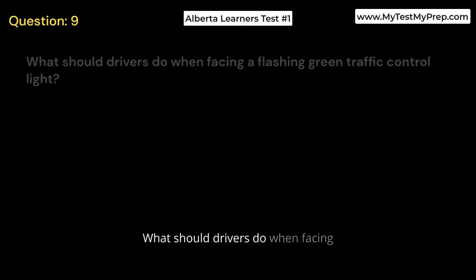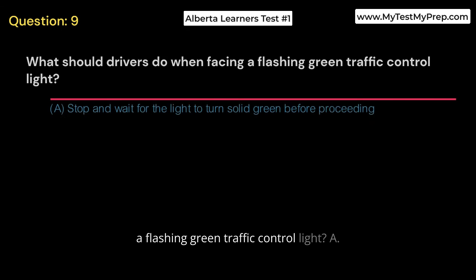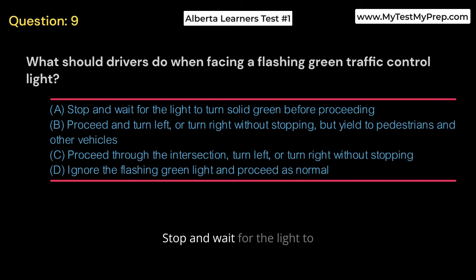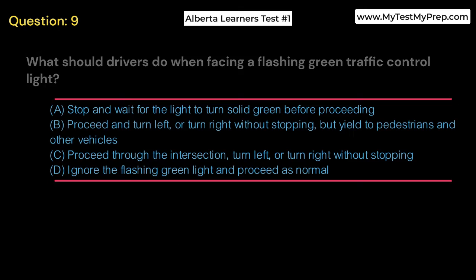What should drivers do when facing a flashing green traffic control light? A. Stop and wait for the light to turn solid green before proceeding. B. Proceed and turn left, or turn right without stopping, but yield to pedestrians and other vehicles. C. Proceed through the intersection, turn left, or turn right without stopping. D. Ignore the flashing green light and proceed as normal. Answer B. Proceed and turn left, or turn right without stopping, but yield to pedestrians and other vehicles.